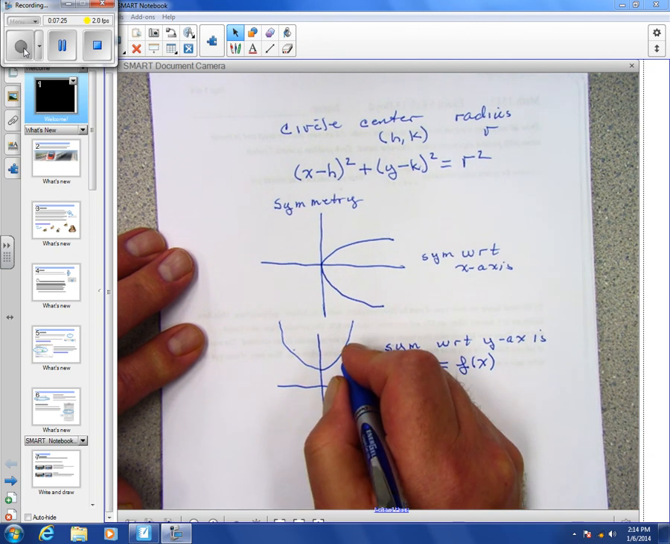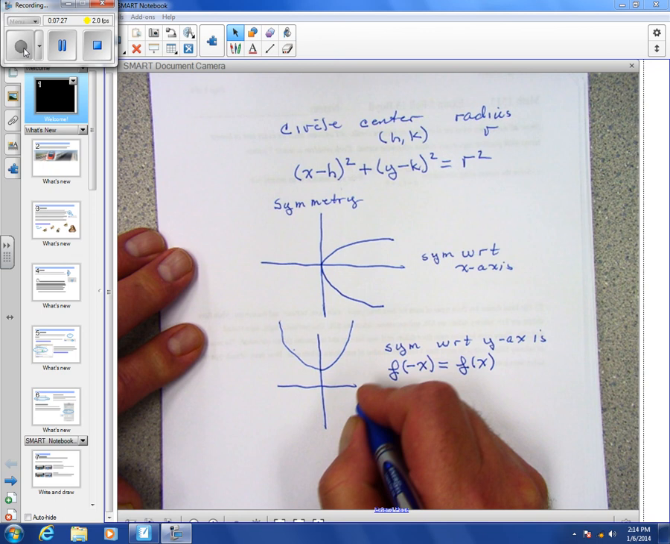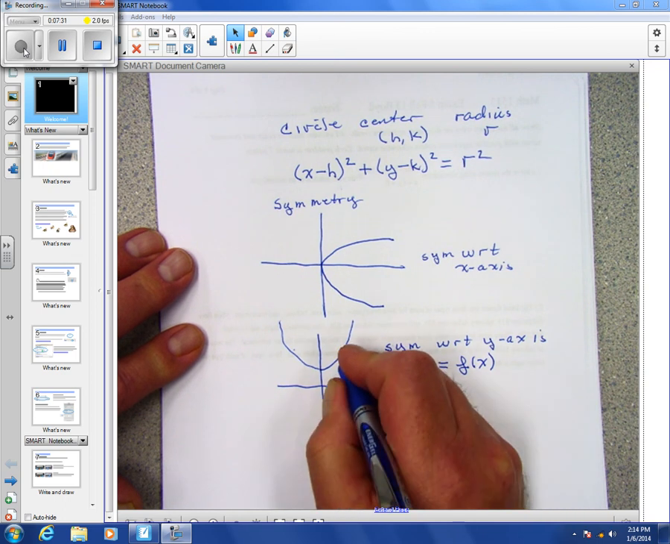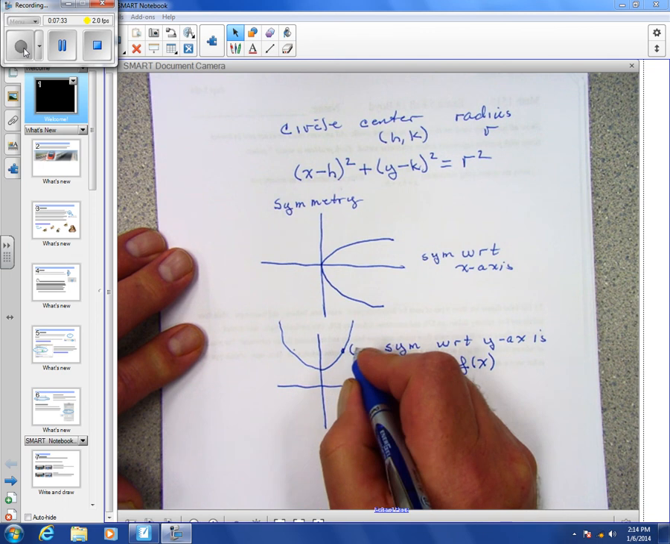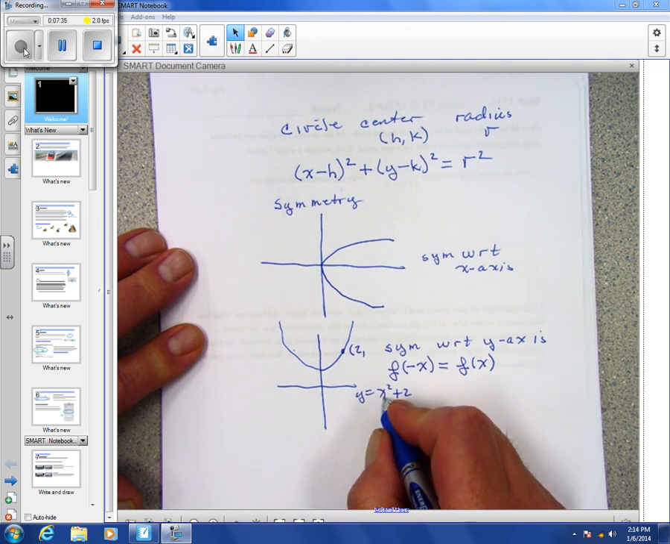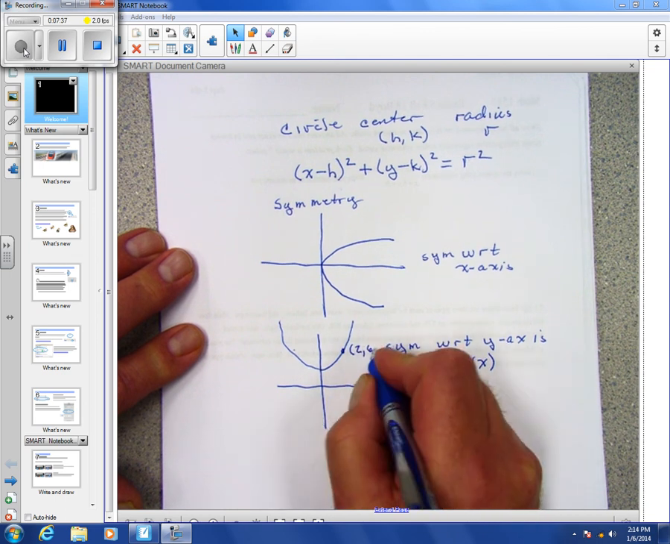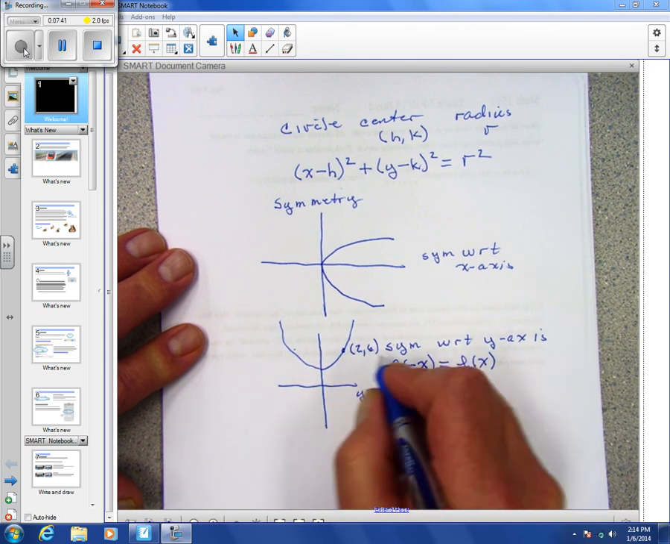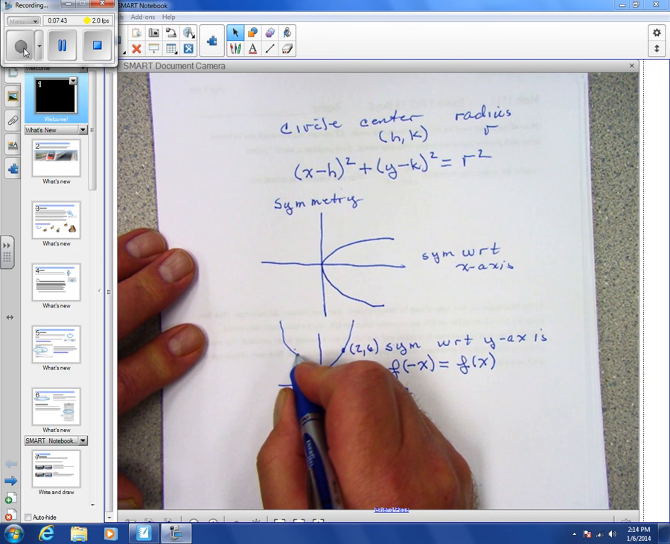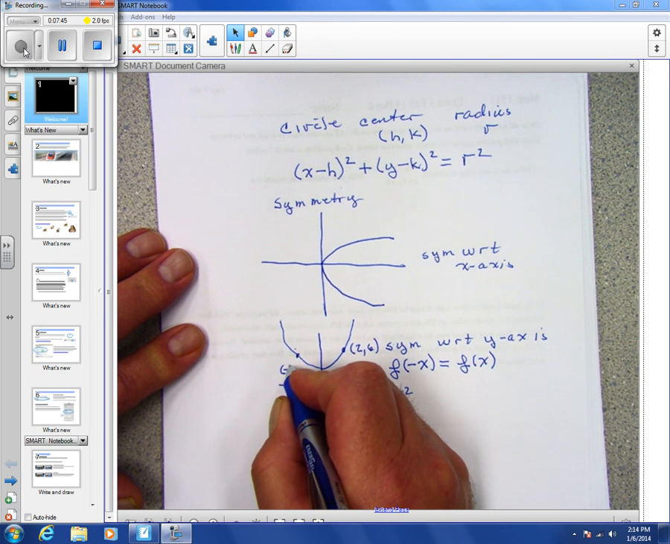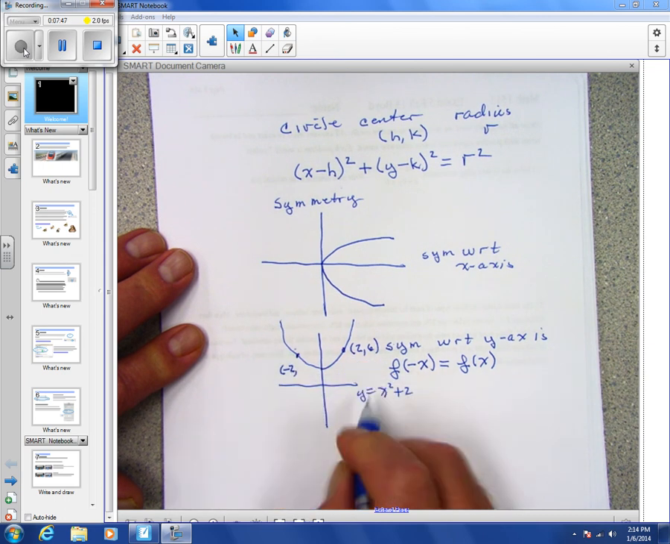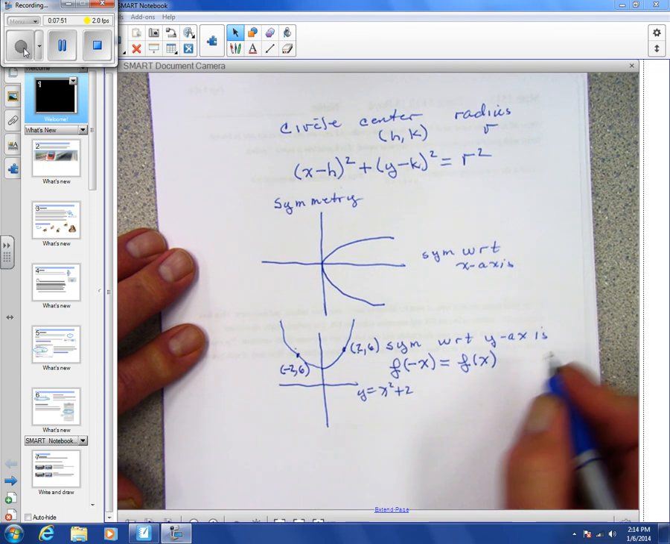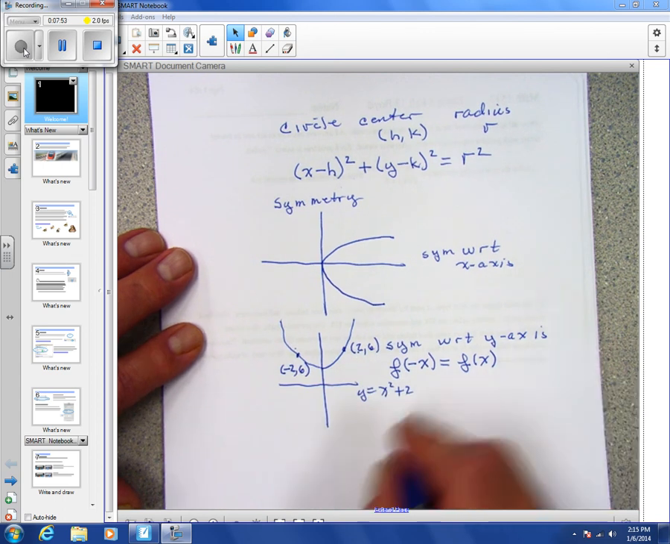For example, this could be the graph of, say, y equals x squared plus 2. Then this would be the point, say, 2 squared is 4, 4 plus 2 is 6, so that's going to be (2, 6). Because it's symmetric with respect to the y-axis, we know that for this point over here, when I replace x with negative x, when I replace 2 with negative 2, I'm still going to get the same y value. It's still going to be (2, 6).